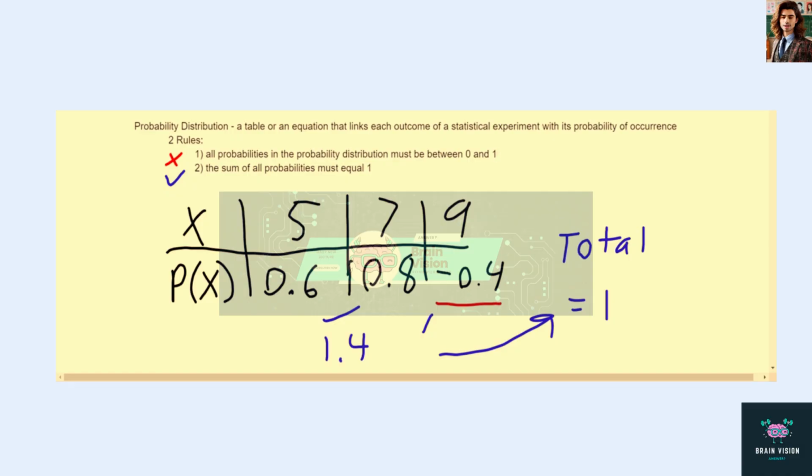So we have to say this is just a distribution. It's not a probability distribution. It's not possible.